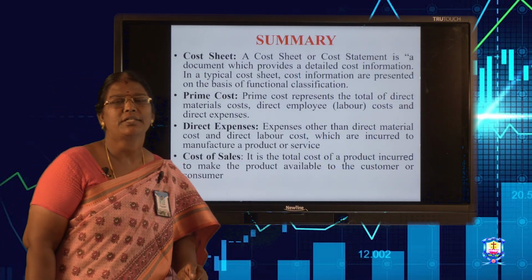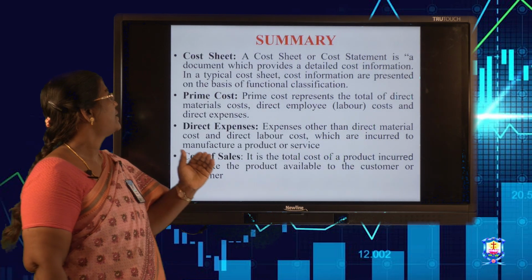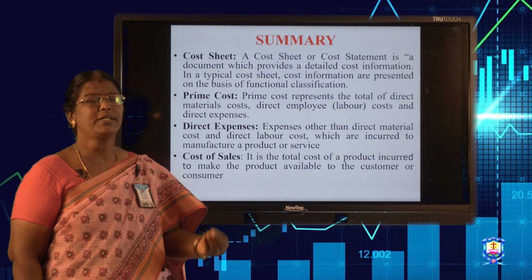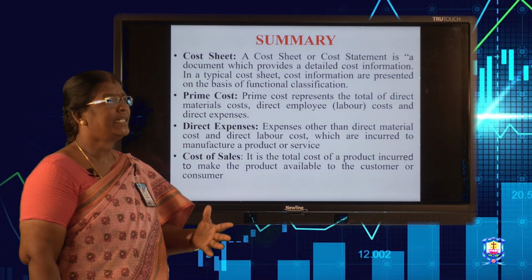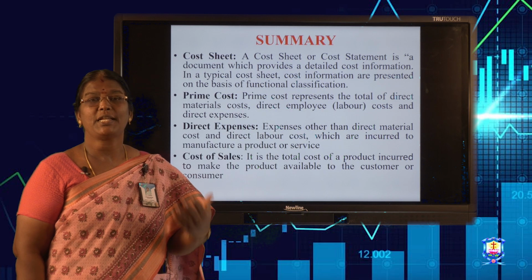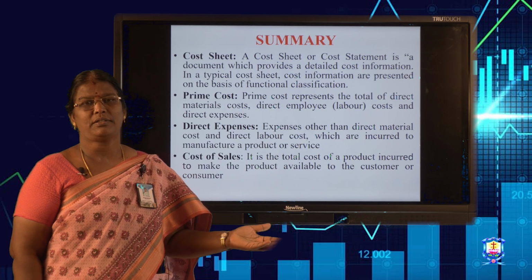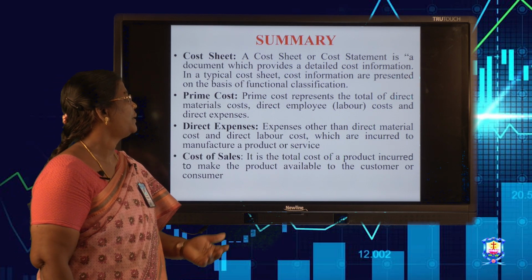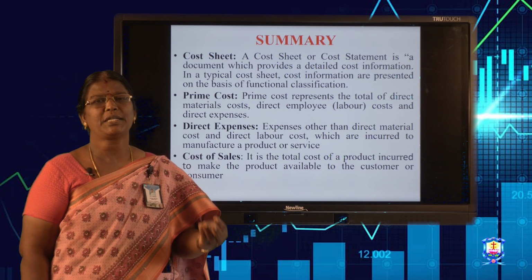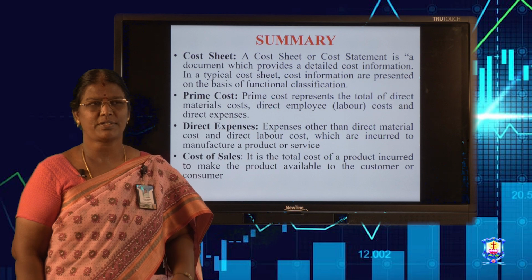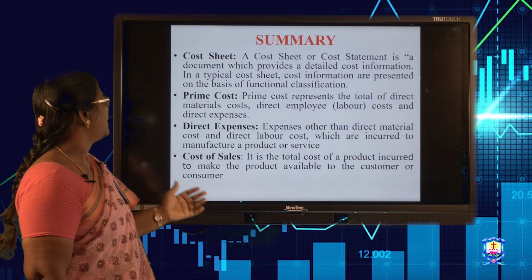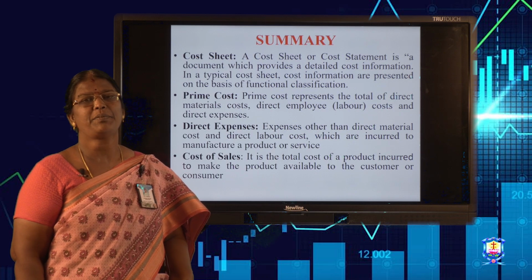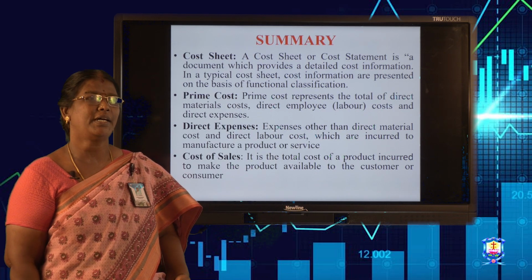Now the summary of this session, that is the cost sheet. A cost sheet or a cost statement is nothing but a document which provides detailed cost information, that is elements of cost and the functions of cost. Then prime cost represents the total of direct material, direct labor and direct expenses. This is the prime cost. Then direct expenses are those other than the direct material and direct labor. Those expenses are called direct expenses.